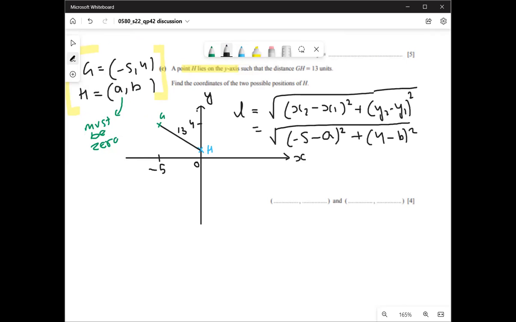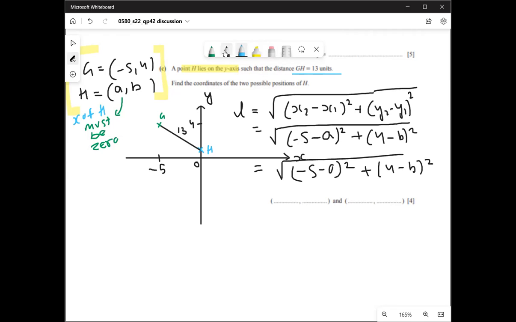Now I know that A must be 0. Why? Because it's on the y-axis, right? So the x coordinate of H must be 0. Therefore, in place of A, I can replace that with 0. Minus 5 minus 0 whole square plus 4 minus b whole square is equal to L. Now what is L? It's given in the question. How much is it, Manvi? L is 13.